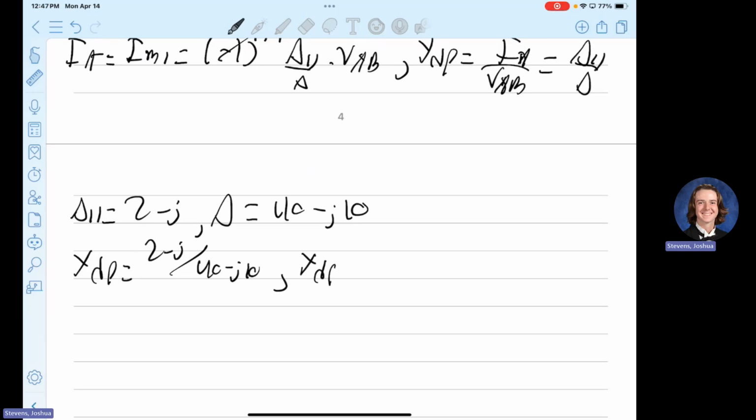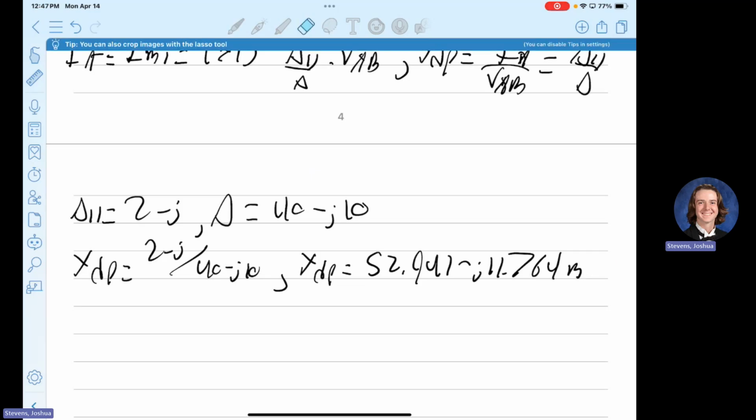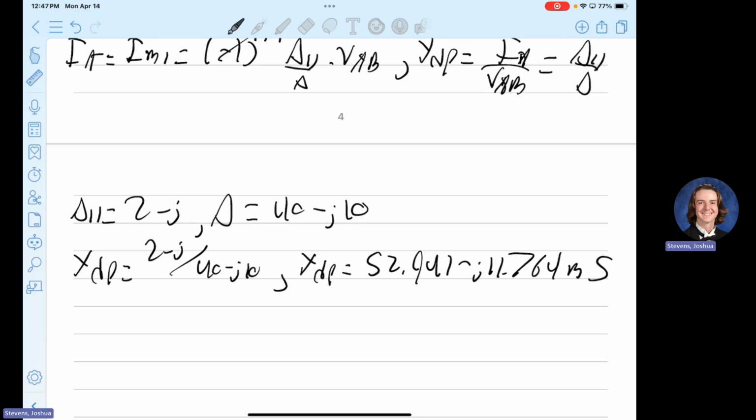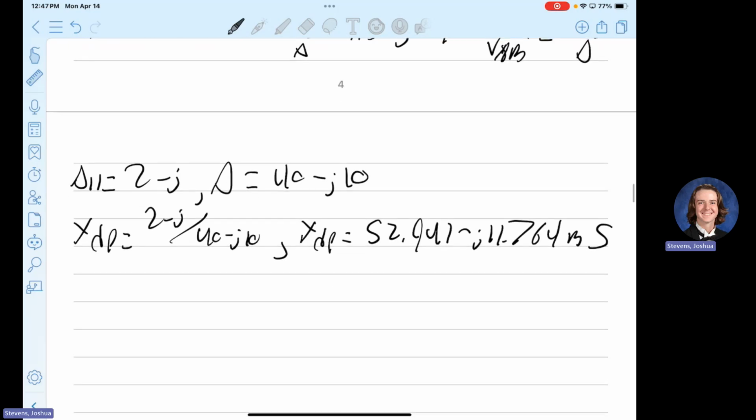So YDP is 52.941 minus j11.764 millisiemens. Not milliohms, I'm sorry, that's false. Millisiemens. I wrote milliohms. Okay, cool. That is that. So we're going to find voltage and current using that.